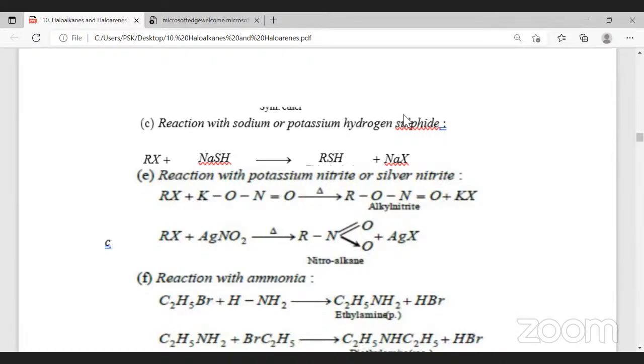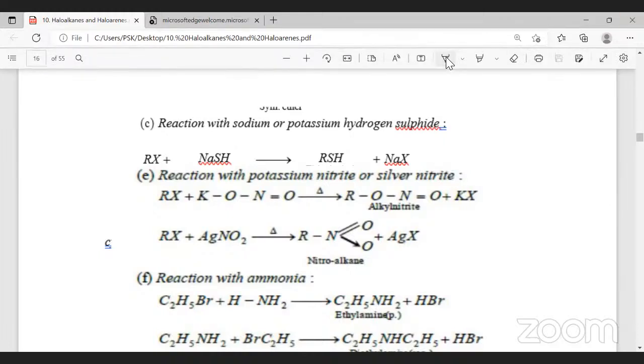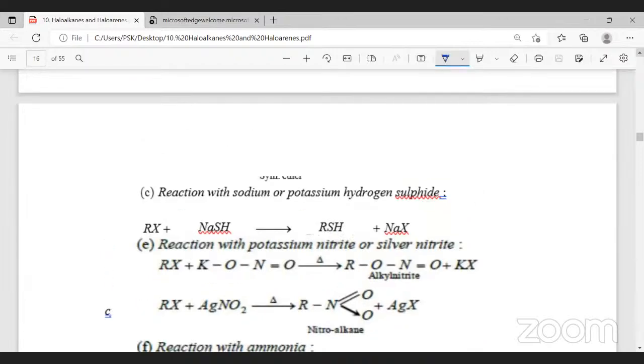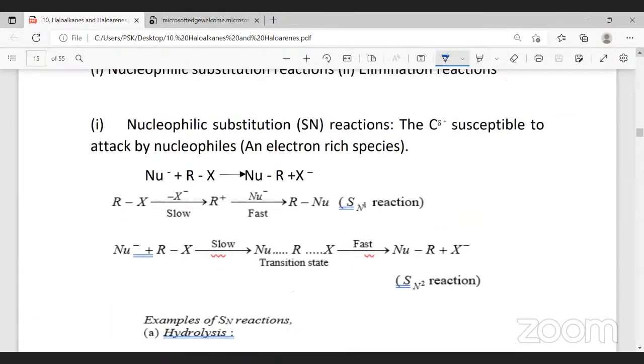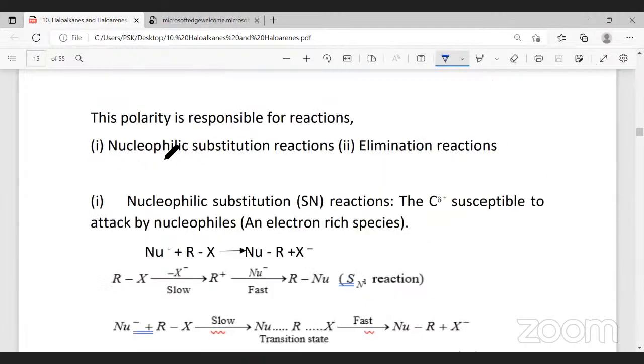We'll continue. Yesterday, we were talking about the chemical properties of haloalkanes. We'll continue with that. Few of the reactions we learned yesterday, that is, two types of reactions alkyl halides will undergo. One is nucleophilic substitution reaction. The other one is elimination reaction. Nucleophilic substitution reaction is represented as SN.